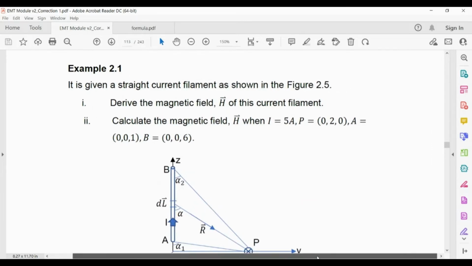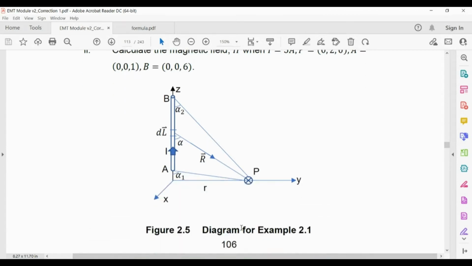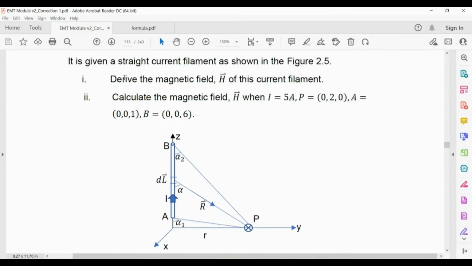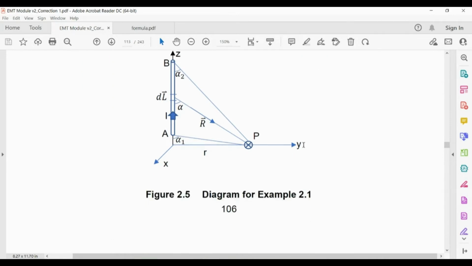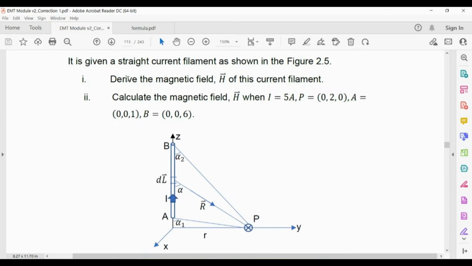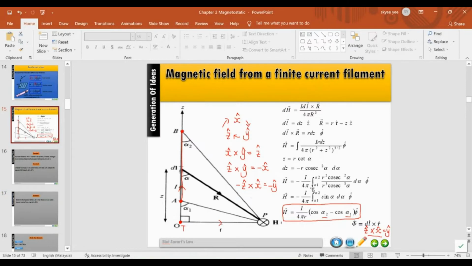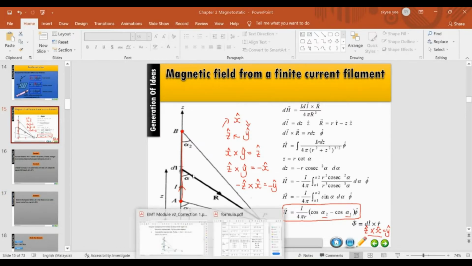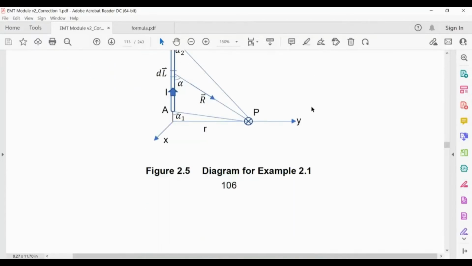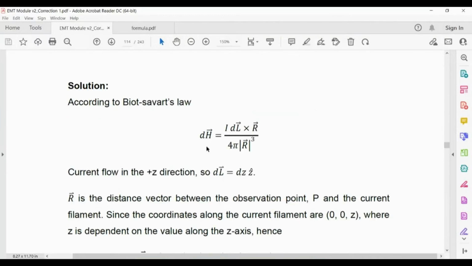Okay, so it is a given straight current filament as shown in figure 2.5. You have to derive the magnetic field of this current filament. In this first one, it actually shows you the steps to derive the equations. Basically the same thing, you can look at it. They start from here, we always start from here.